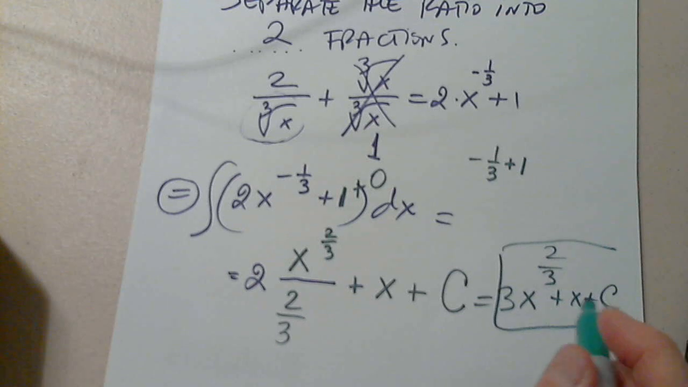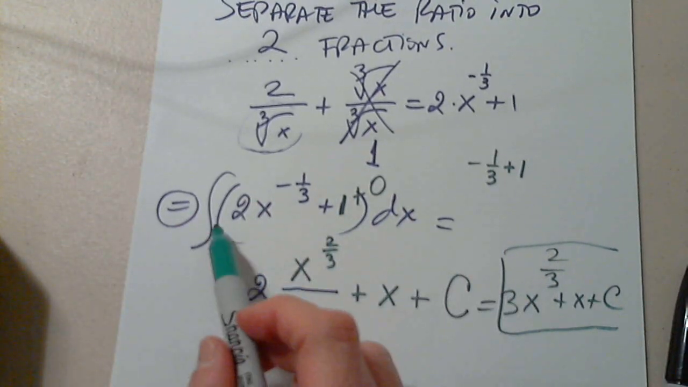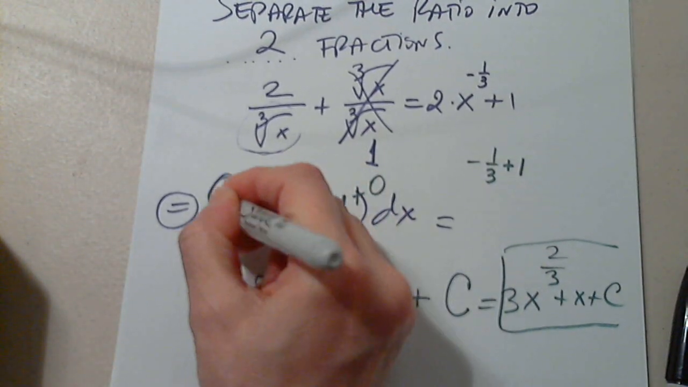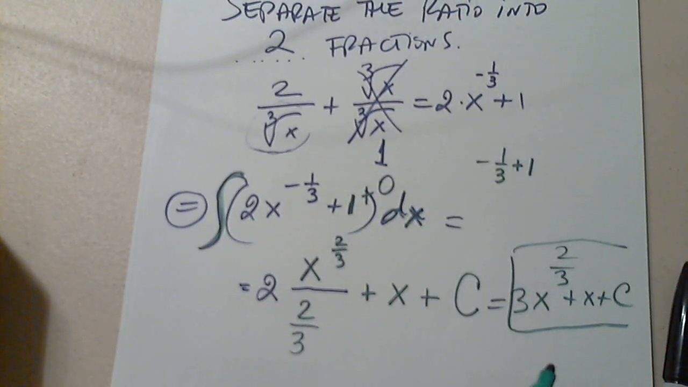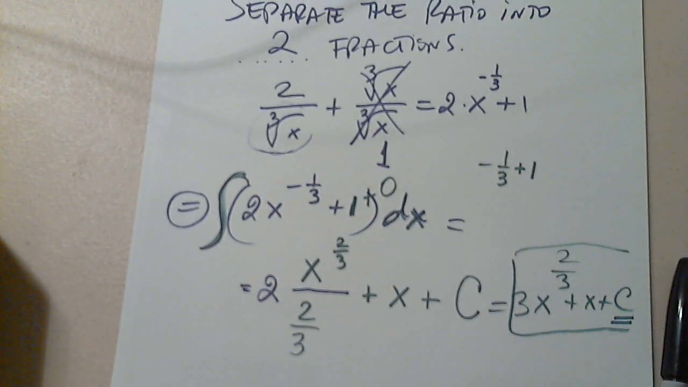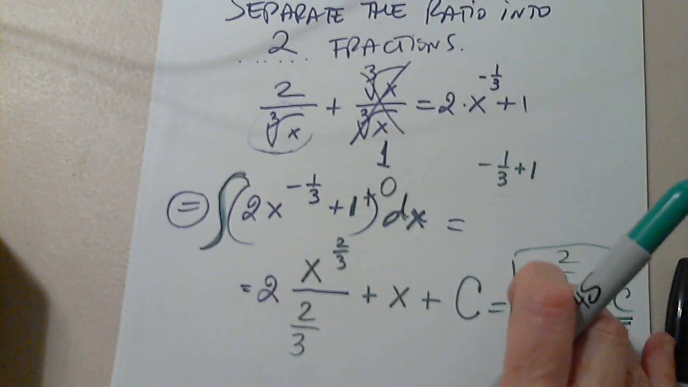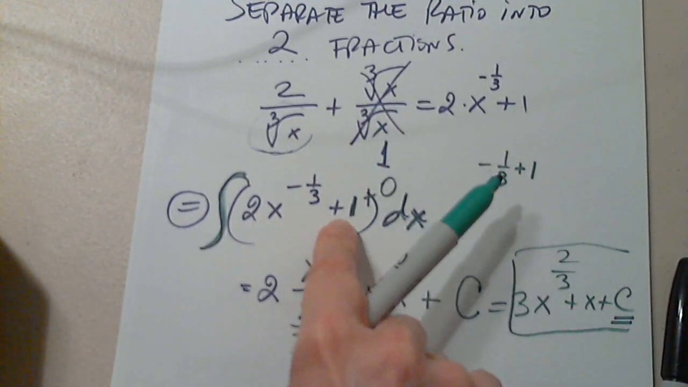Also the c, remember, is always there because this symbol, the integral dx, represents the most general antiderivative. So c must be there. It's a family of functions, infinitely many functions, whose derivative is this. Guaranteed.